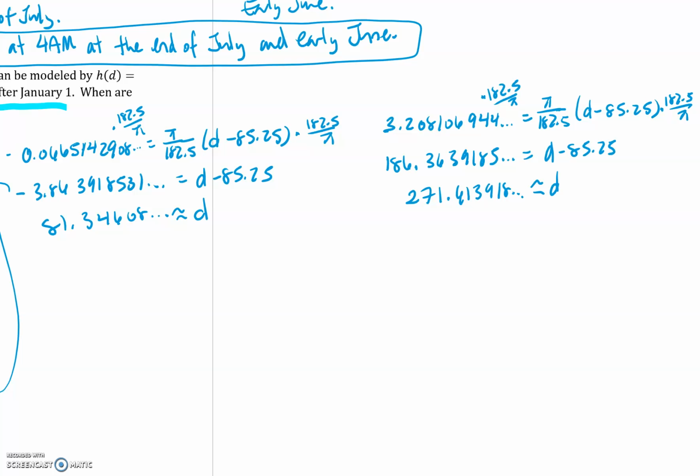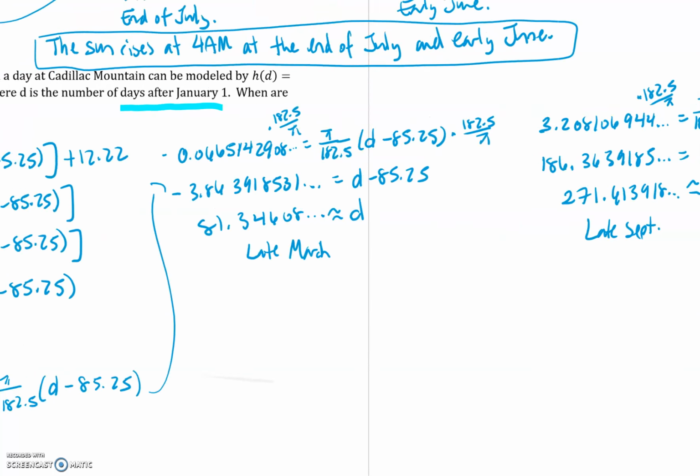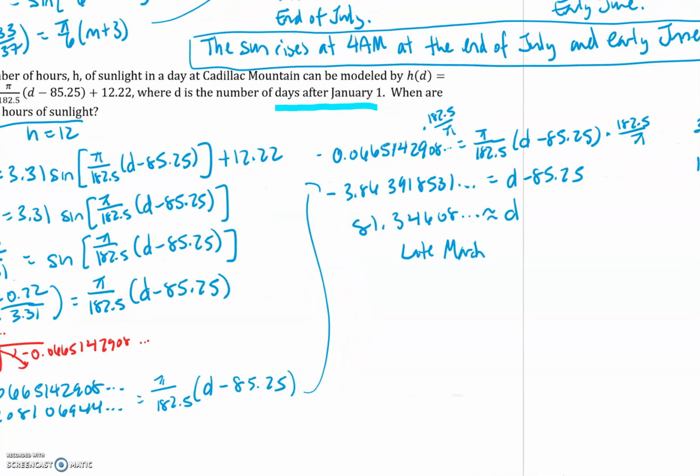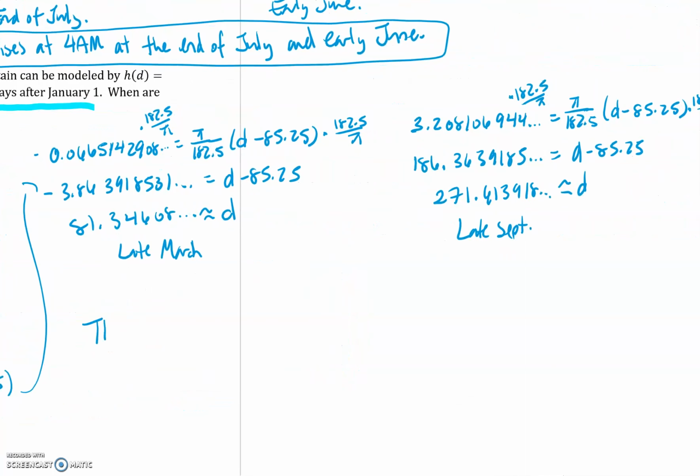you'll realize this 81 days is actually just a little over 2 months. So this is going to be late March. And 271.61 days is around late September. Okay, so to answer the question, when are there 12 hours of sunlight, we can say there are 12 hours of sunlight in late March and in late September.